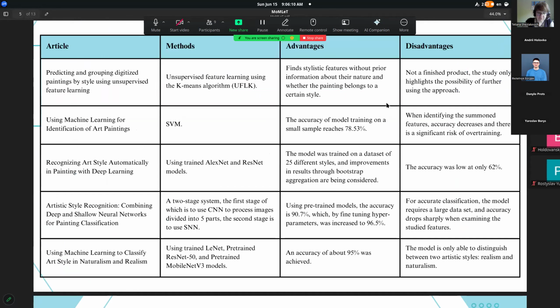Now, this whole theme is not a new one, so there's already some research on the topic. But the thing is, most is purely theoretical. For example, the first article describes a new approach to obtaining features from the styles and trying to analyze them further. But it's just theoretical. And if we are talking about a practical approach, then for example, the last article has a quite nice accuracy of 95%, but the thing is, only two styles, realism and naturalism.